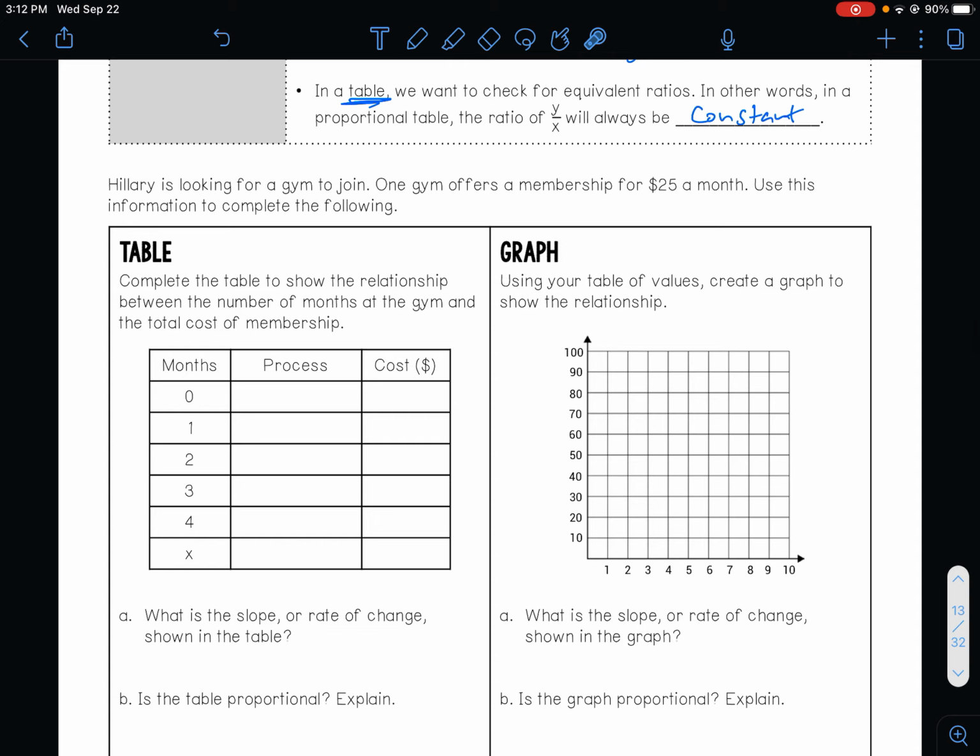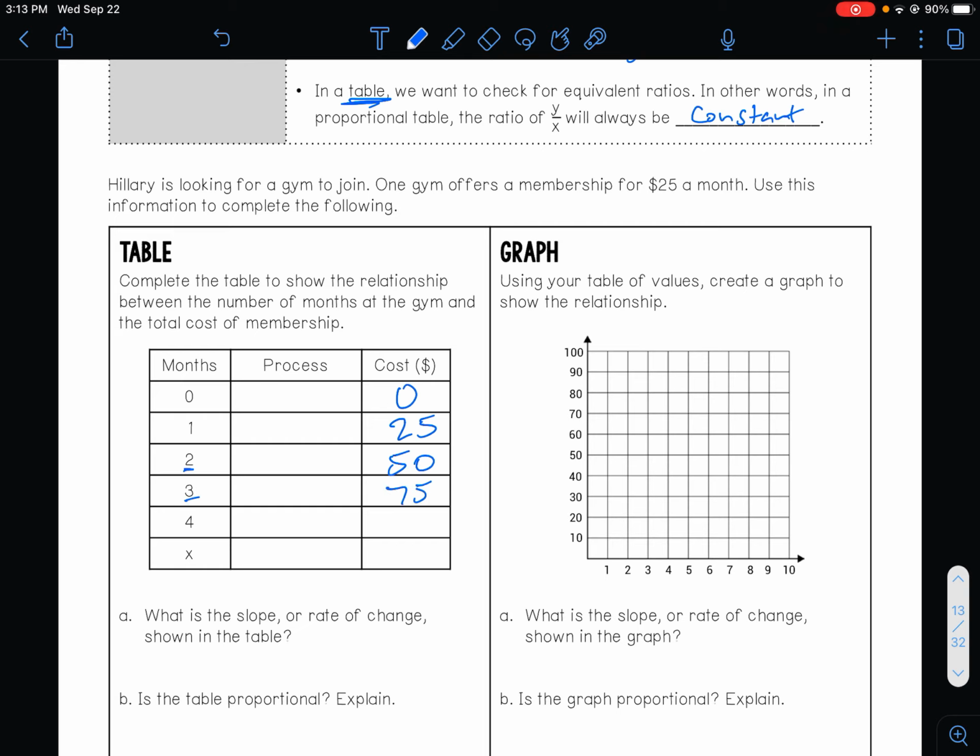Let's try this story. Hillary is looking for a gym to join. One gym offers a membership for $25 a month. Use this information to complete the following. Well, at 0 months, how much does she pay? Well, she doesn't pay anything. At 1 month, she pays 25. At 2 months, she pays 50. At 3 months, she pays 75.